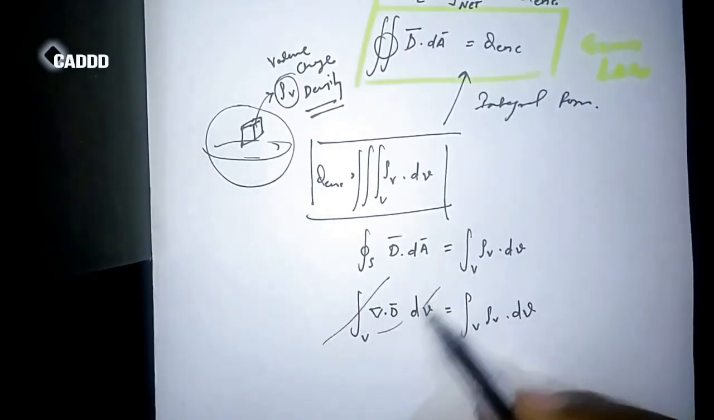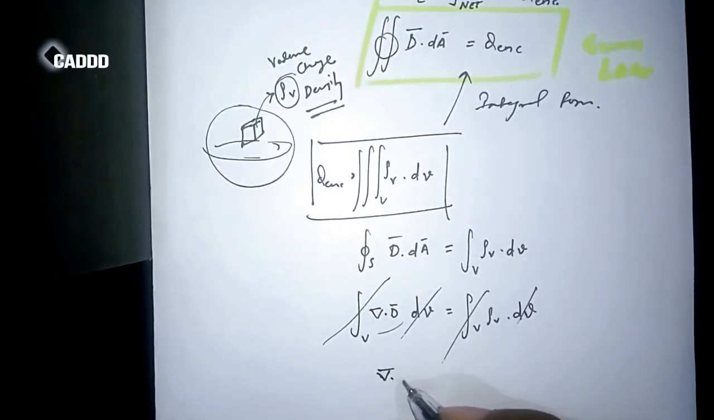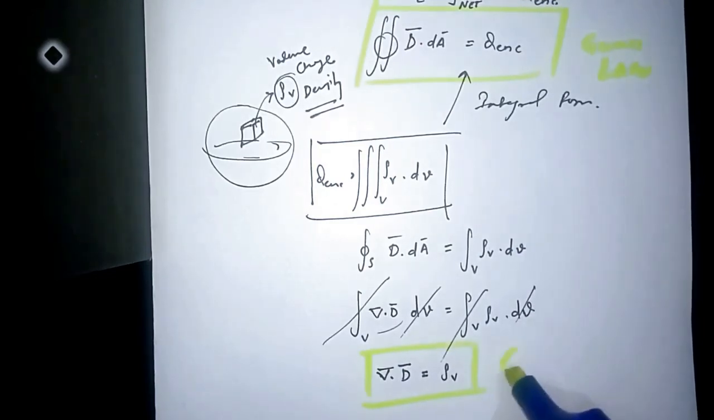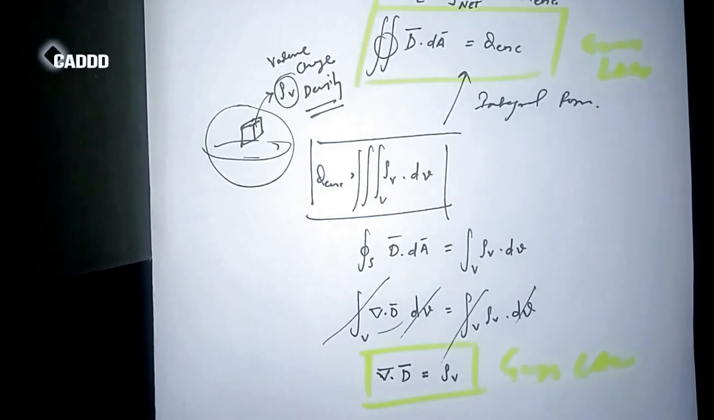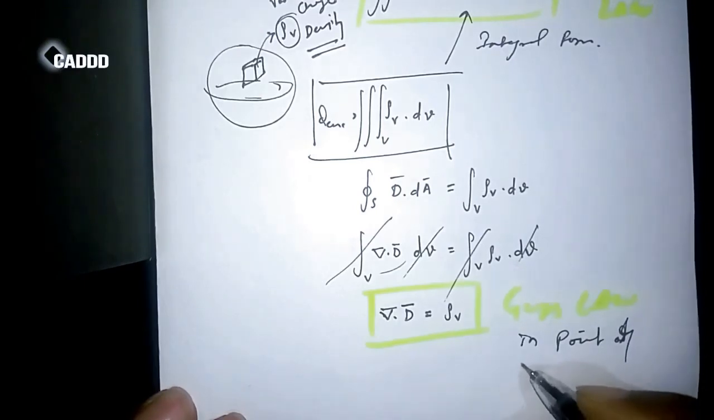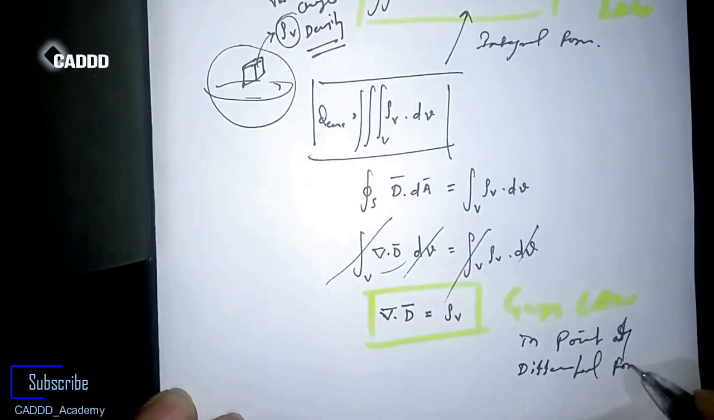So let's cut out the volume integral on both sides, then we will have the divergence of electric flux density equal to charge density. This is the Gauss law in point or differential form.